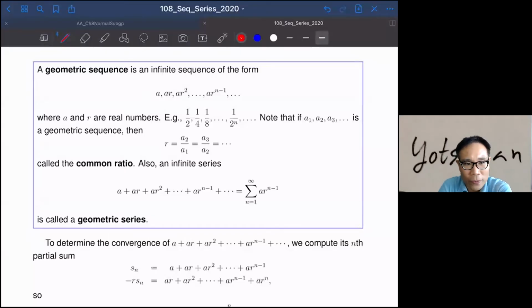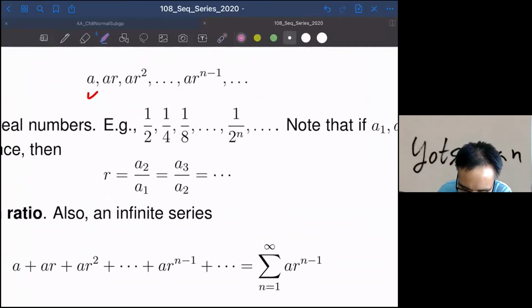In this video, I'm going to teach you about the geometric series and we're going to study the test for divergence. The first thing that we're going to study is the geometric sequence. The geometric sequence is a sequence of the form: the first term is A, and the consecutive term turns out to be a multiple of A, so it's going to be AR.